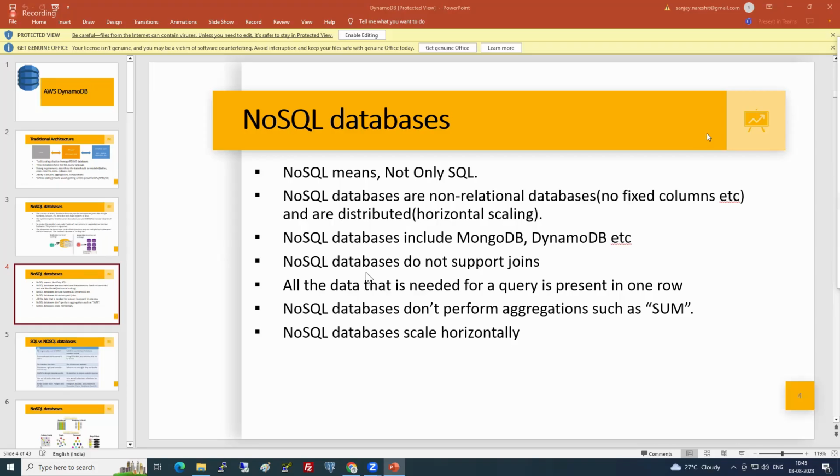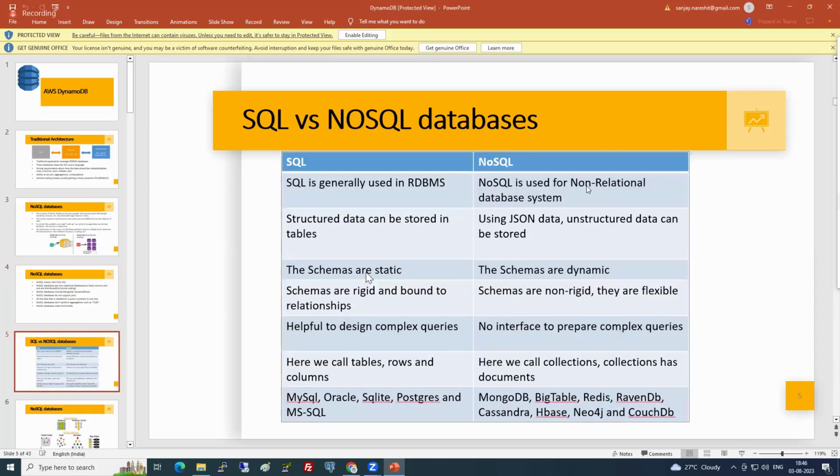Does NoSQL scale vertically or horizontally? Horizontally. So I gave a few differences between SQL and NoSQL. SQL is generally used in RDBMS. NoSQL is for non-relational. Here the data is structured, but in NoSQL it is unstructured. NoSQL mostly uses JSON. In DynamoDB also, the entire data is saved in which format? JSON format.